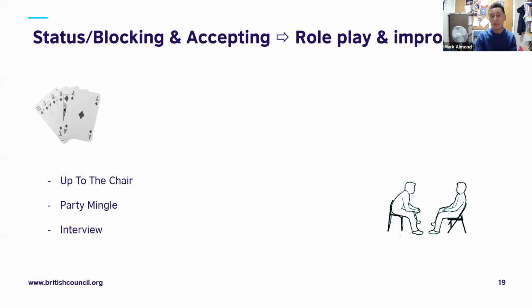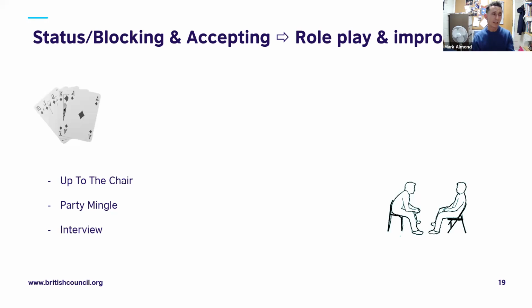And then I put interview there as the final bullet point, and that's getting students to carry out interviews, setting up improvisations where one of them is obviously the interviewer, the other one is the interviewee. And again, just get them to do short interviews, playing different statuses and just seeing what the effect is. So, for example, having the interviewee with a higher status than the interviewer.